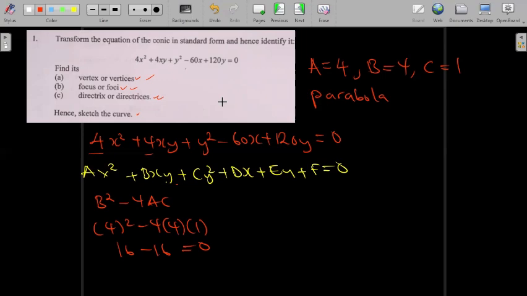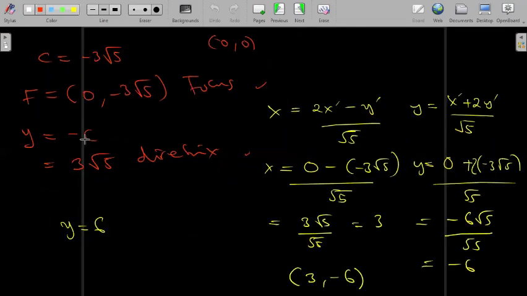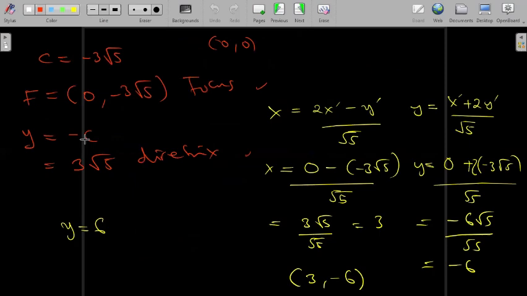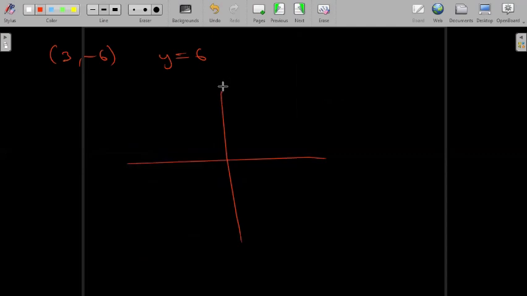Okay, all right, let's now just finish up. So we go back to the last slide, and this is where we ended. What we're getting from here is that we've just found our focus to be 3, negative 6, and our directrix to be positive 6. After getting that, you draw your xy plane. This is your y. That's your x, right? Where is this 3 comma negative 6?